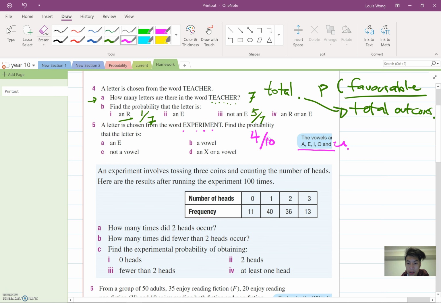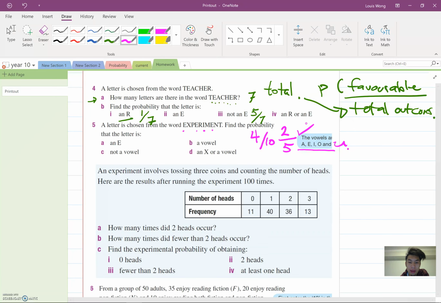4 out of 10. And what I can actually do with this is I can simplify it. Right, because as a fraction I can simplify 4 over 10. I realize the top and the bottom can both be divided by some number, namely 2. So I'm going to halve the top, half of 4 is 2. I'm going to halve the bottom, half of 10 is 5. And that's fully simplified because I cannot go any further than that.